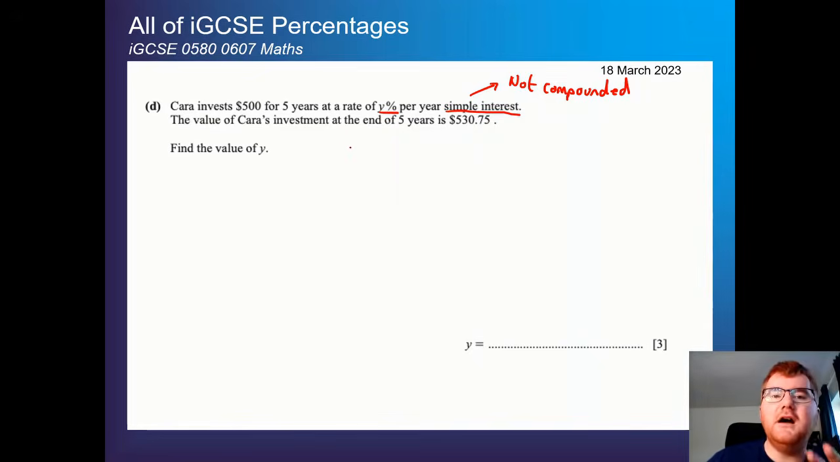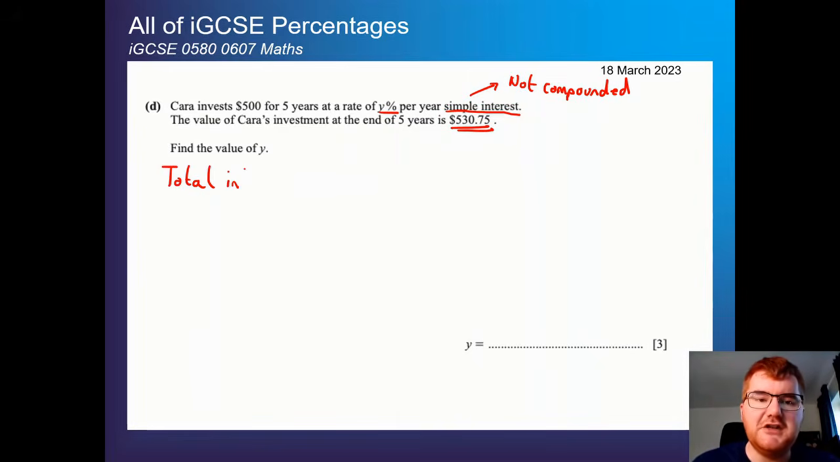And the value of Karga's investment at the end of this 5 years is $530.75. Find the value of Y. So the first thing we want to work out here is the total interest that she earns.